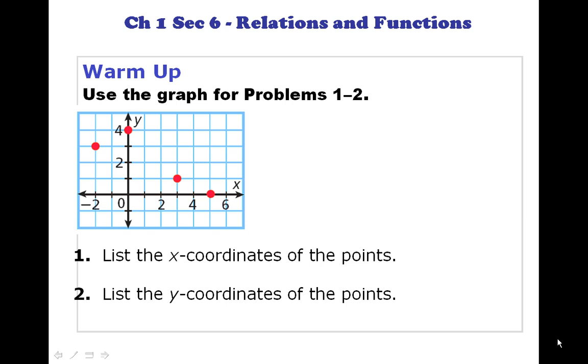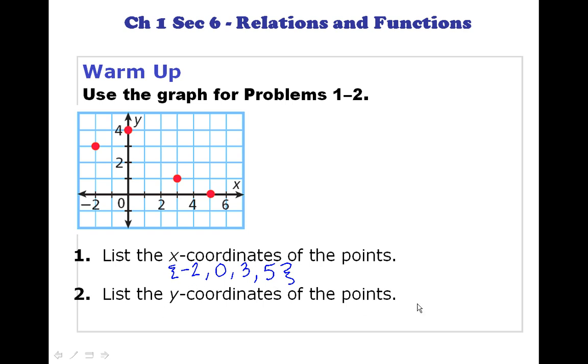Okay, first of all, let's warm up looking at this problem right here. Using this graph, list the x-coordinates of the points. So we have 4 points, and our x-coordinates are -2, 0, 3, and 5. It's always good to list them from smallest to biggest.